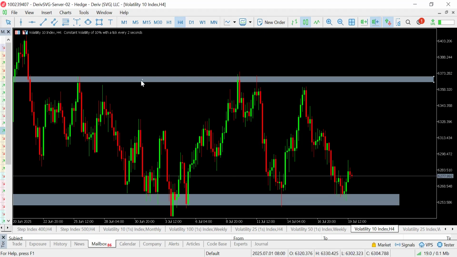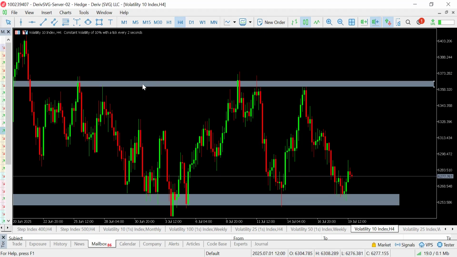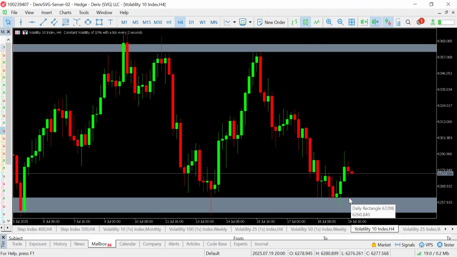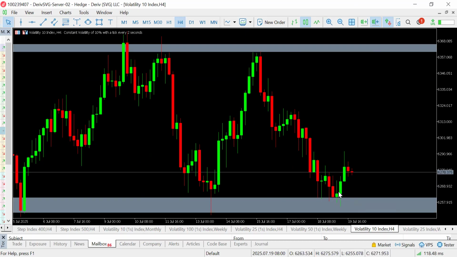So even though we know that this is a ranging market, we can see that within this range, the market made a series of lower lows and lower highs, coming downwards. So we would expect it, if it were to go upwards, to make a series of higher highs and higher lows.